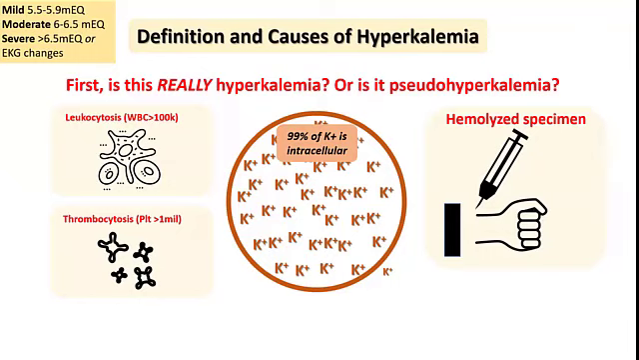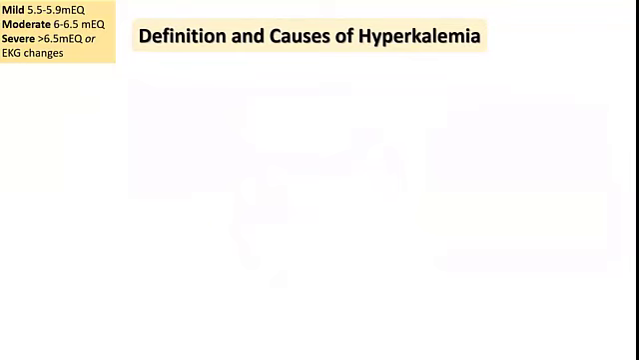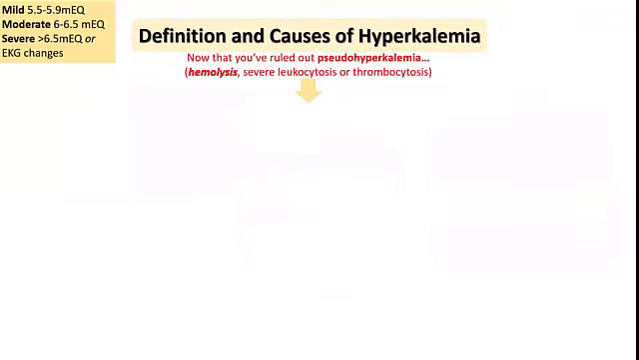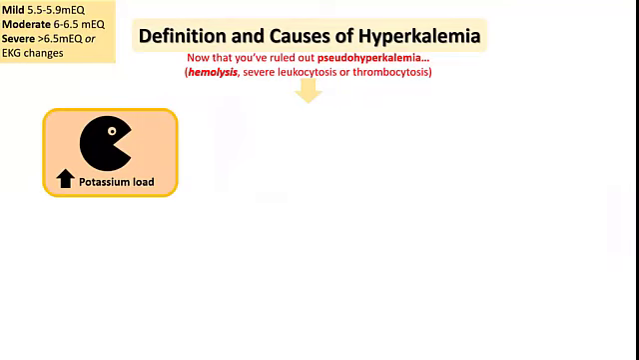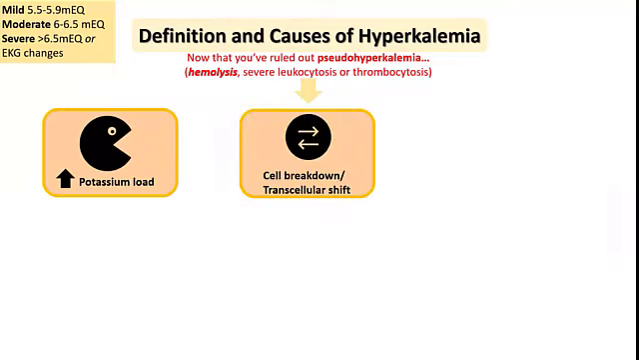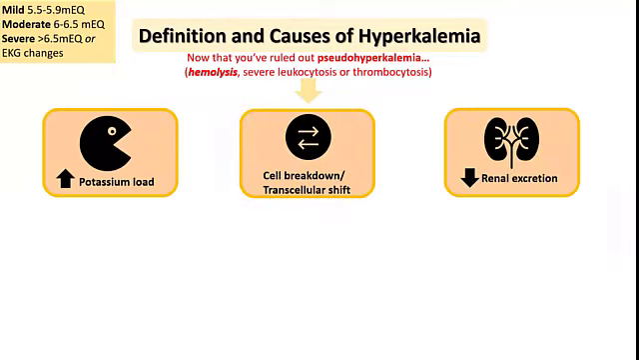In thrombocytosis, clotting in the tube can lead to potassium being released. Again, in this situation, you should call your lab to figure out the best way to discern the true potassium level. So now that we have confirmed that this is not pseudo-hyperkalemia, you can think of what might cause a truly elevated potassium level in the body. I like to think about this in 3 buckets. 1, increased potassium load. 2, cell breakdown and transcellular shift. And 3, decreased renal excretion.